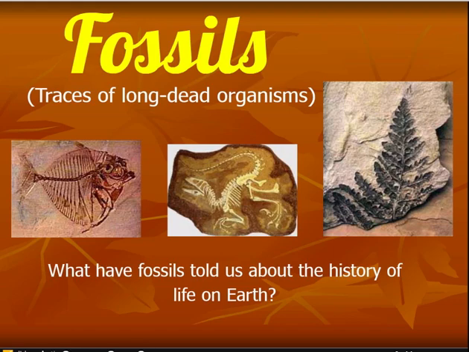Okay, to start our unit on evolution, we need to talk about fossils, specifically, fossils being traces of organisms that have been dead for a long time. They might include imprints of bones or imprints of things like leaves. What we need to know is, what have fossils told us about the history of life on Earth? And that's what we're going to take a look at.